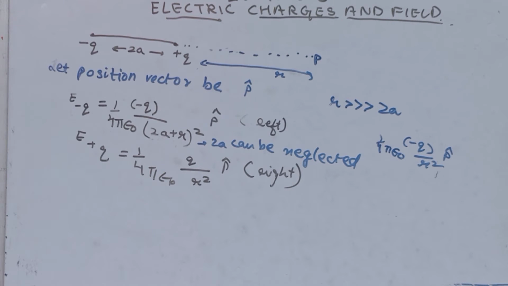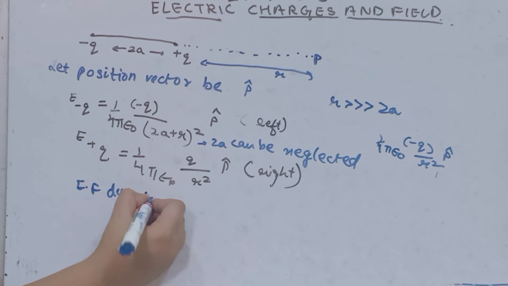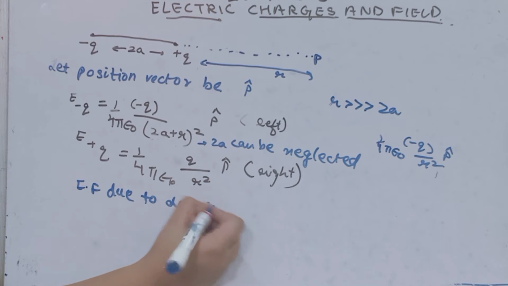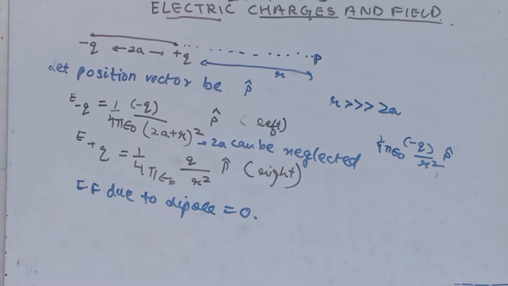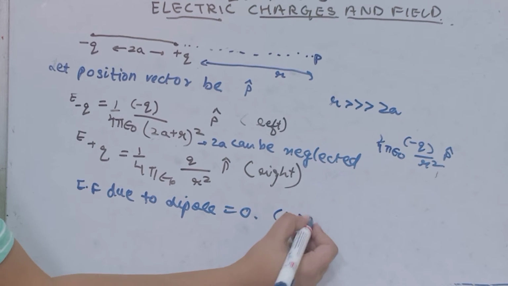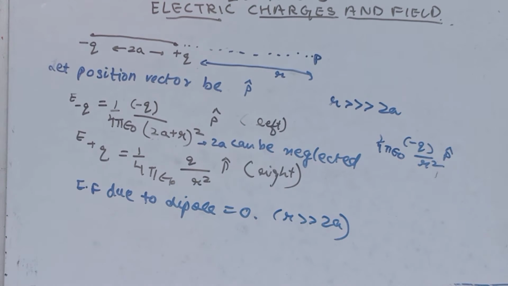Fine. So in this case, the electric field due to the dipole will be equal to 0. What is the condition? r is very, very greater than 2a. Otherwise, when we are calculating at smaller distances, the electric field due to a dipole is not 0, but for very large distances, we can have the electric field equal to 0.